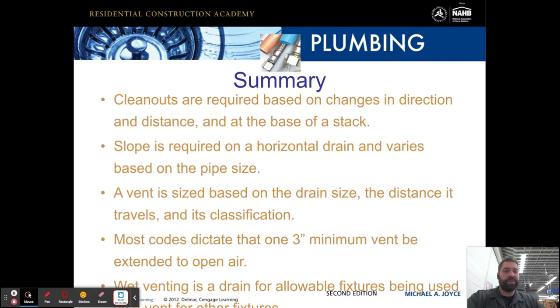Cleanouts are required based on changes in direction and distance, and at the base of a stack. Slope is required on a horizontal drain and varies based on pipe size. A vent is sized based on the drain size, the distance it travels, and its classification. Most codes dictate that one 3-inch minimum vent be extended to open air. Wet venting is a drain allowing fixtures to be used as a vent for other fixtures.